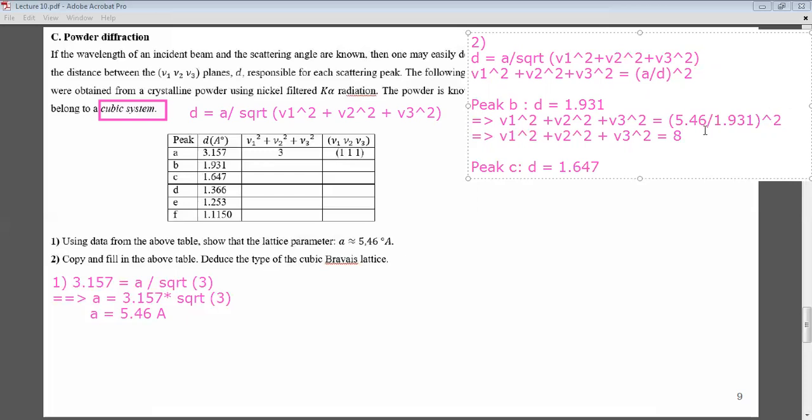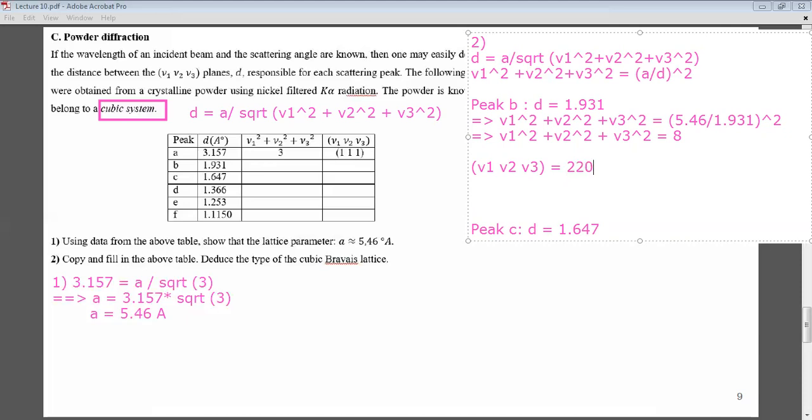Before I move forward, let me find what are the indices V1, V2, V3 that give me V1 square plus V2 square plus V3 square equal 8. Okay, here I have to think, 8 is what? It is 4 times 2.